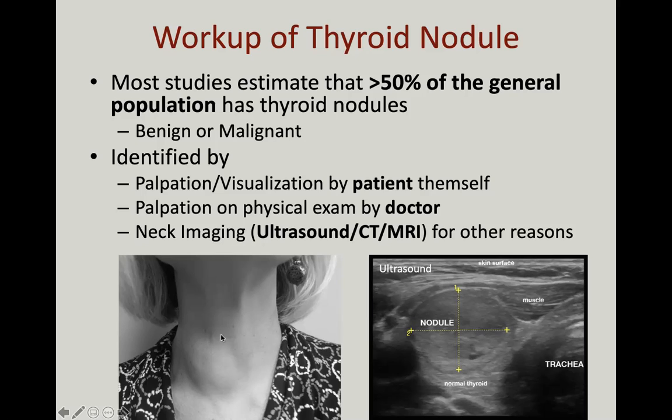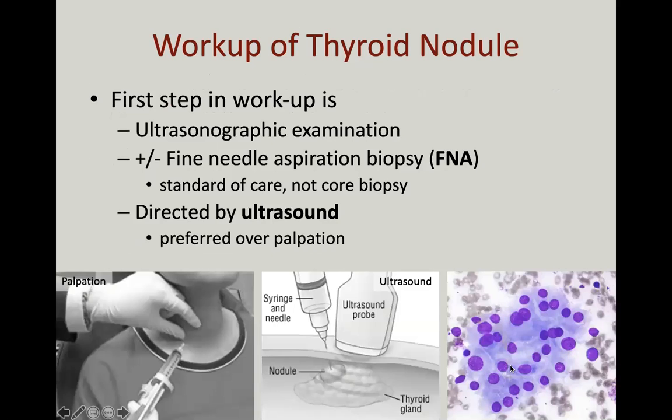And so as you can see here, quite a large unilateral swelling in this patient's neck. And here the lesion on ultrasound. You guys are, of course, more equipped to talk to me about the imaging. So the first step in the workup of the thyroid nodule certainly is that ultrasonographic examination, followed in most cases, or in many cases, by fine needle aspiration biopsy.